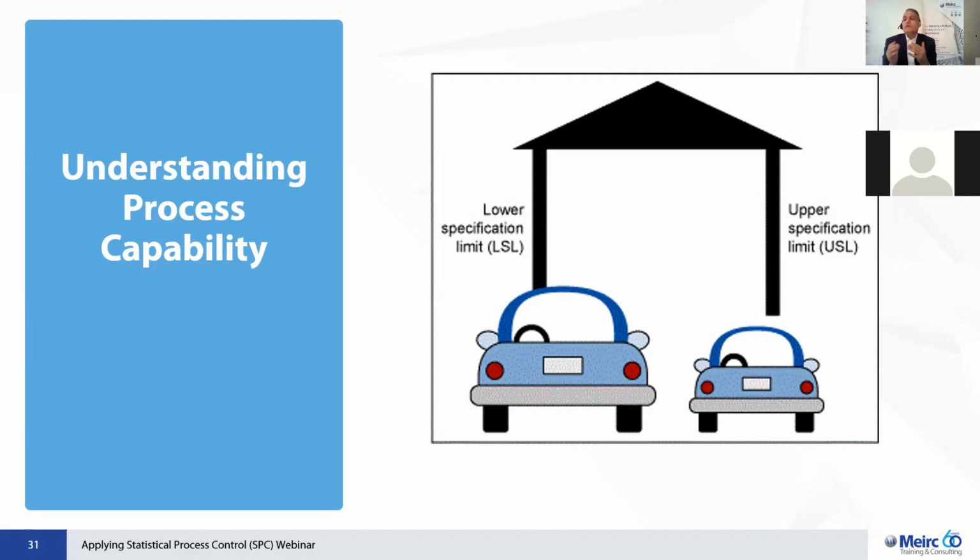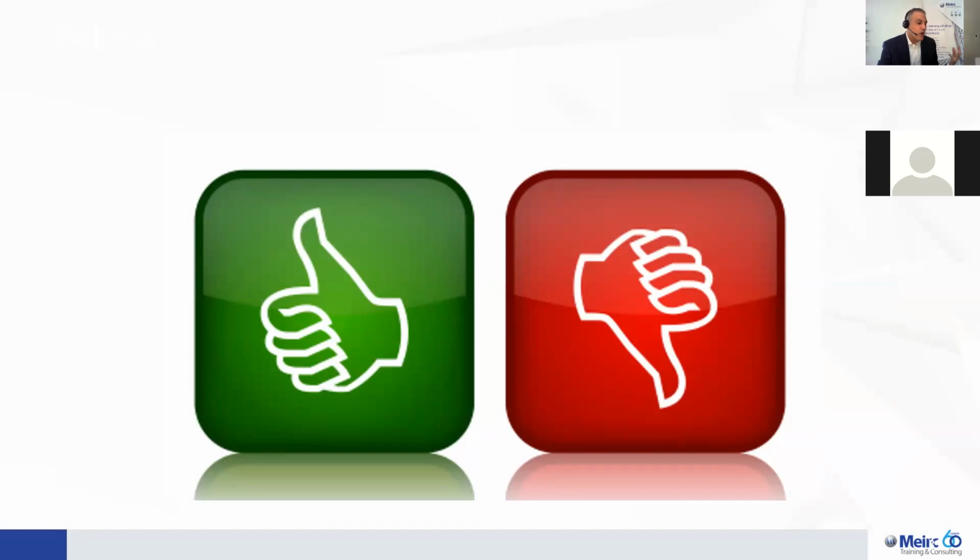The ability of the process to continuously give me what I want, which is the customer voice, and deliver it with minimal variation. This is process capability. So process capability is an index, a number that we can present to our management, to our suppliers, and we can use it as a way to understand what is happening in the process.